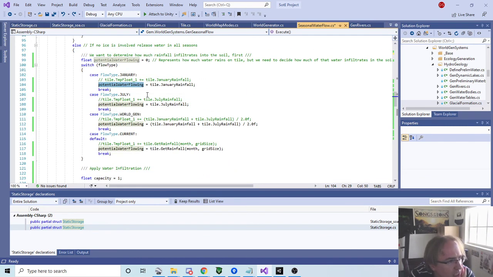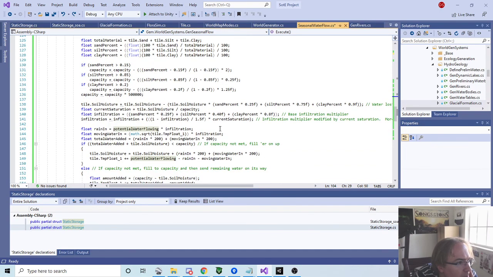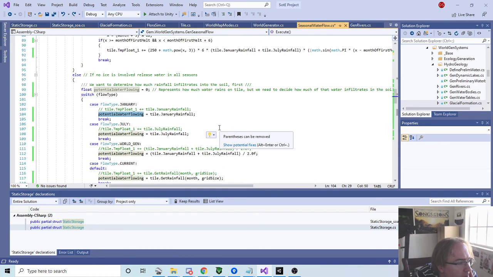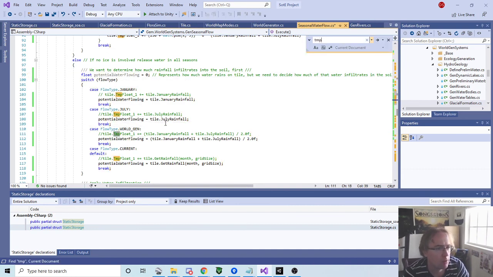The issue is we need to preserve what came from rain and what didn't. In theory, the lazy way to do it is to see if we used temp float 2. We did not, so we could just use a temporary variable here. Be lazy.